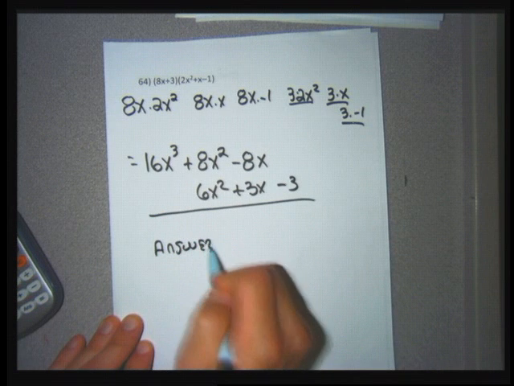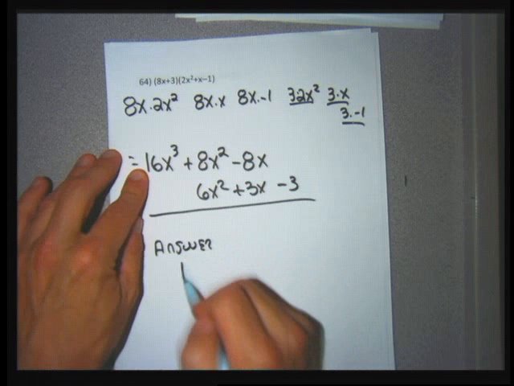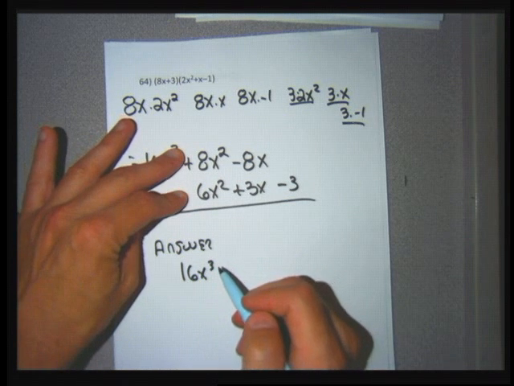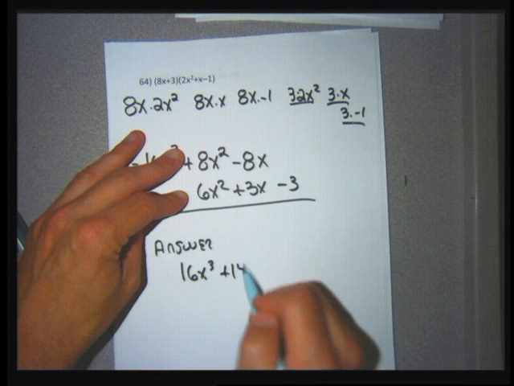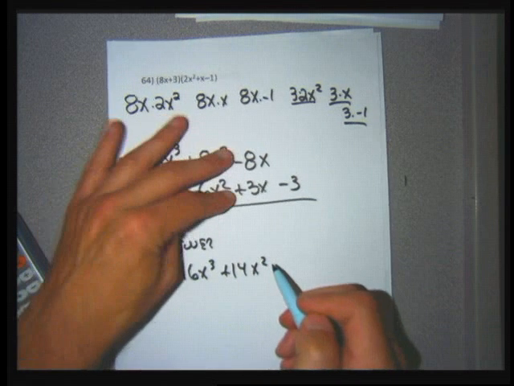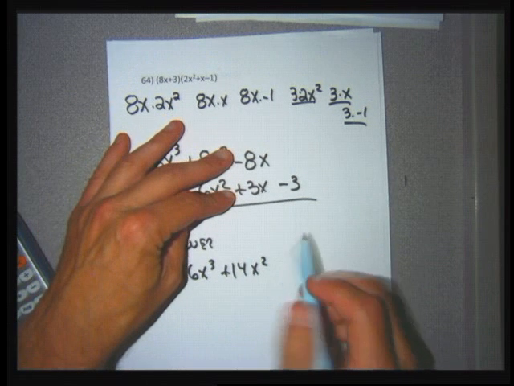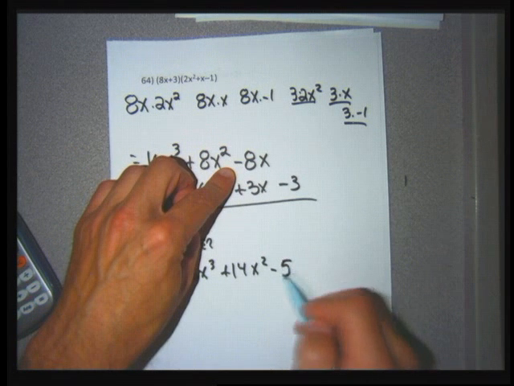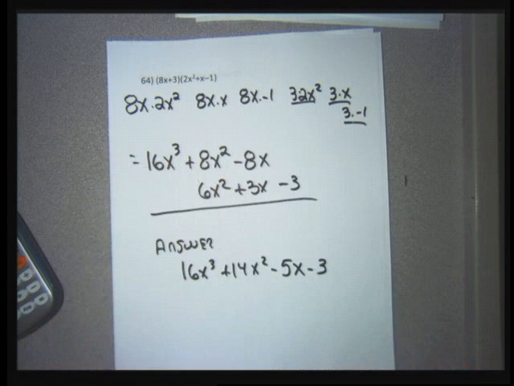For my answer, I'm going to get a 16x cubed that I bring down. Next one, they're both positive, so I'm going to add the 8 and 6 and get a 14x squared. Here they have opposite signs, so I subtract. 8 minus 3 is 5. The bigger number is negative, so this needs to be a negative, and then I bring down the 3. So 16x cubed plus 14x squared minus 5x minus 3 is good enough.